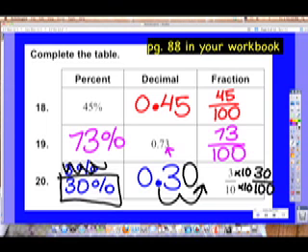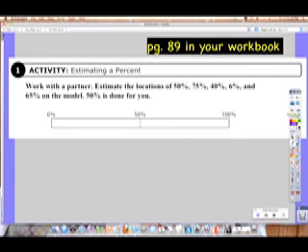Perfect. How many of you got that? Yeah? Percents, decimal fractions, you okay? All right, let's look at the next part. Stay with us, we're at the top of page 89. We get to draw on the pictures.